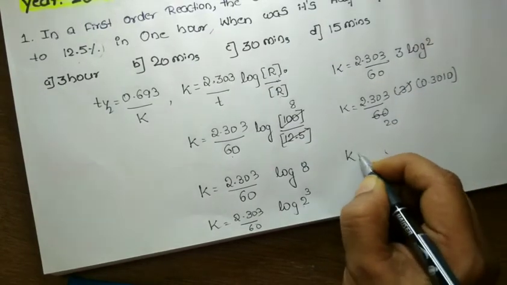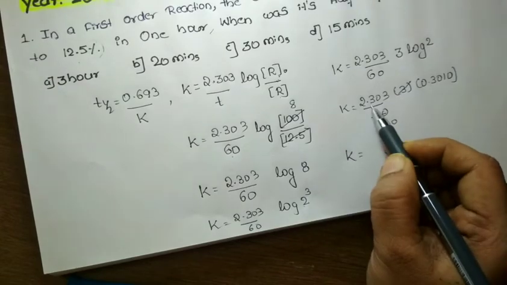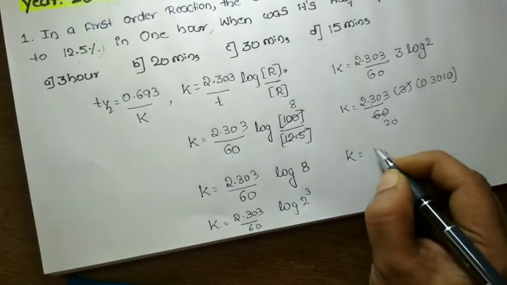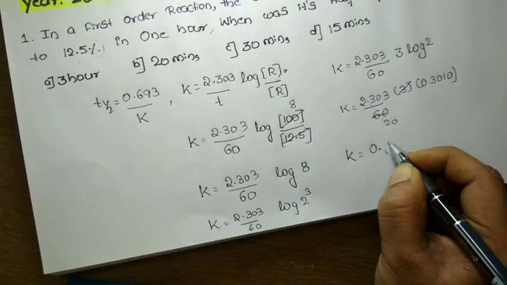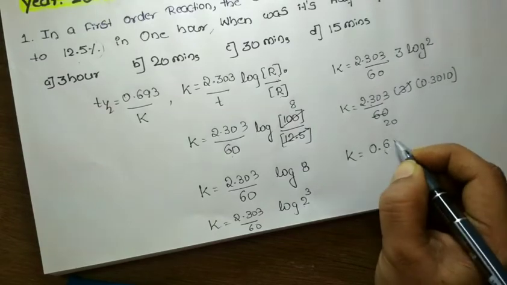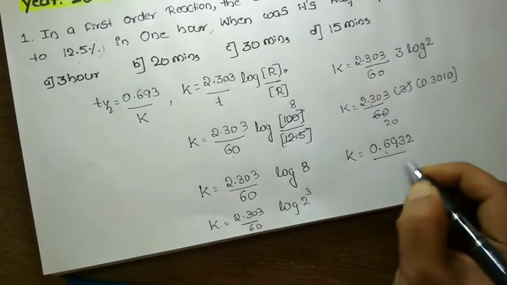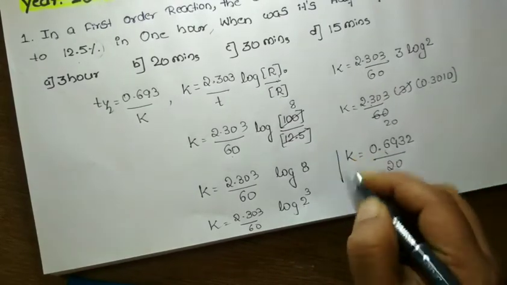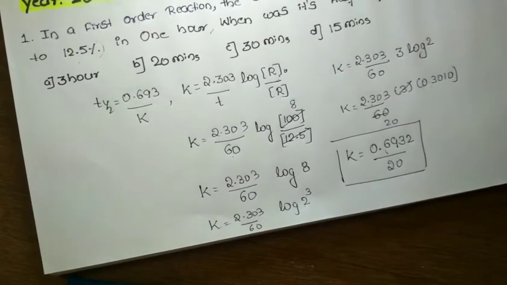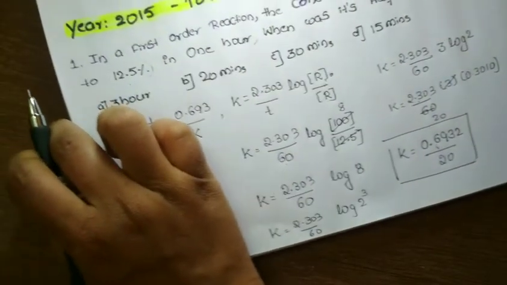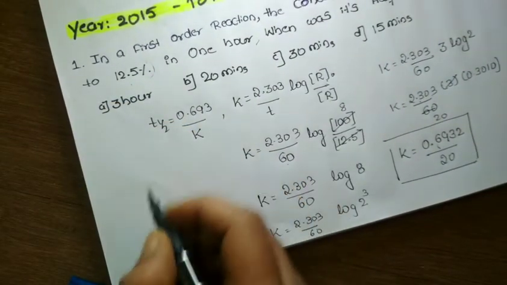So now K is equal to 2.303 into 0.3010, which will give a value of around 0.6932 something, divided by 20. So this is the K value I got. Now that I have the K value, I can substitute here directly.